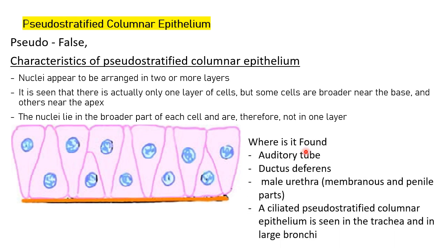Then where is it found? It is actually found in auditory tubes. So pseudostratified columnar epithelium is found in these areas: the ductus deferens, the male urethra, specifically the membranous and penile part. The ciliated pseudostratified columnar epithelium is actually seen in the trachea and the large bronchi.